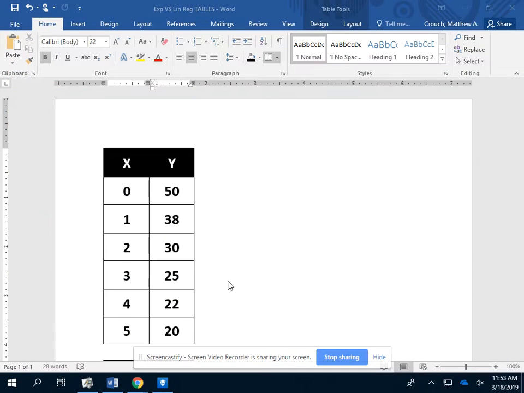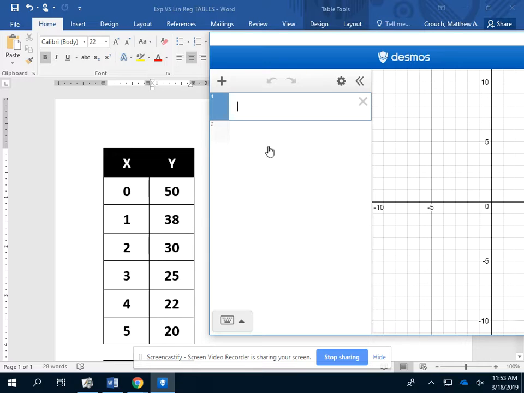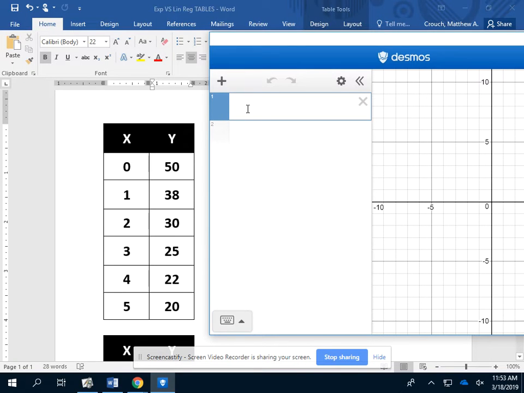All right. So the goal here today is to look at how we can compare an exponential to a linear function. And we're going to use Desmos again to do that. So you can see here on the left-hand side, I've got a table of data. So our first step is to create that table in Desmos. So I'm going to rock and roll through that pretty quick.